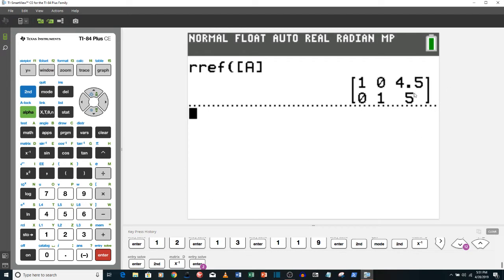Then hit second matrix again, and then enter, enter. And that gives you 4.5 and 5. 4.5 goes with whatever came first, which in this case was the green route, and 5 goes with the second thing, which is the blue route.